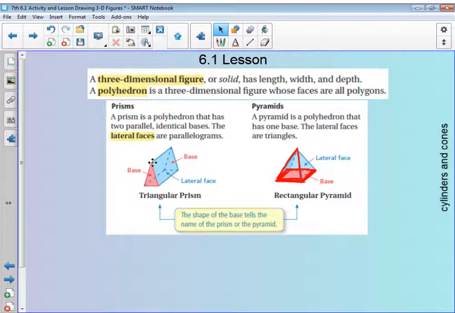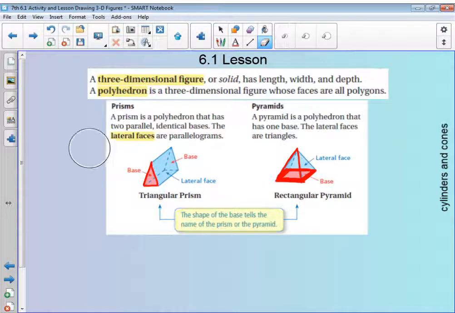Okay, so here, our base was a triangle, so this would be a triangular prism. Had this been a rectangular shape, then it would be a rectangular prism. Here, our base is a rectangle, so this would be a rectangular pyramid. Had it been a triangle, then it would be a triangular pyramid, okay?